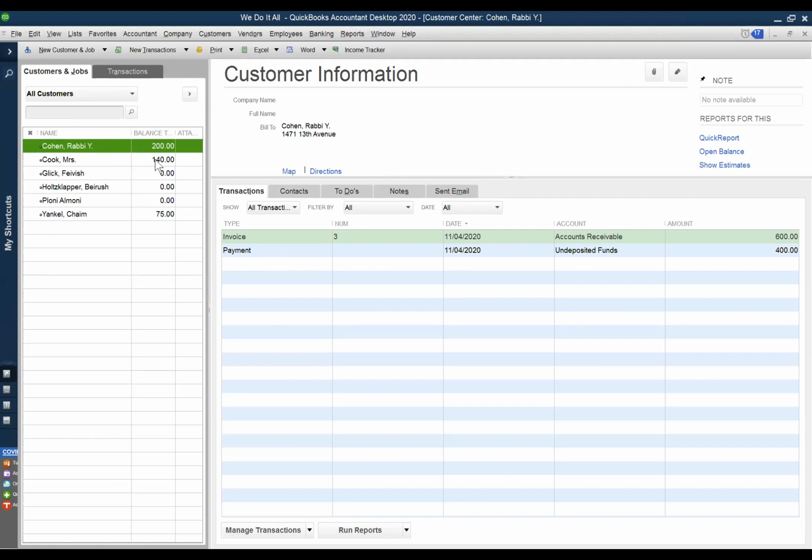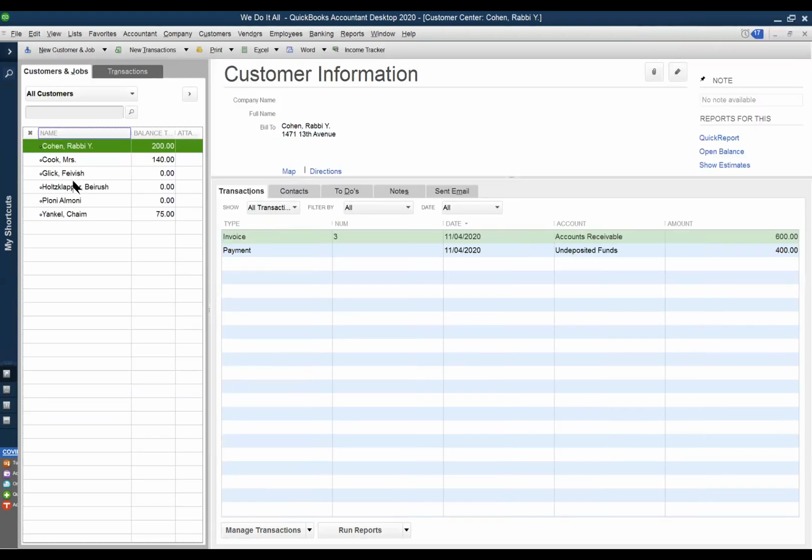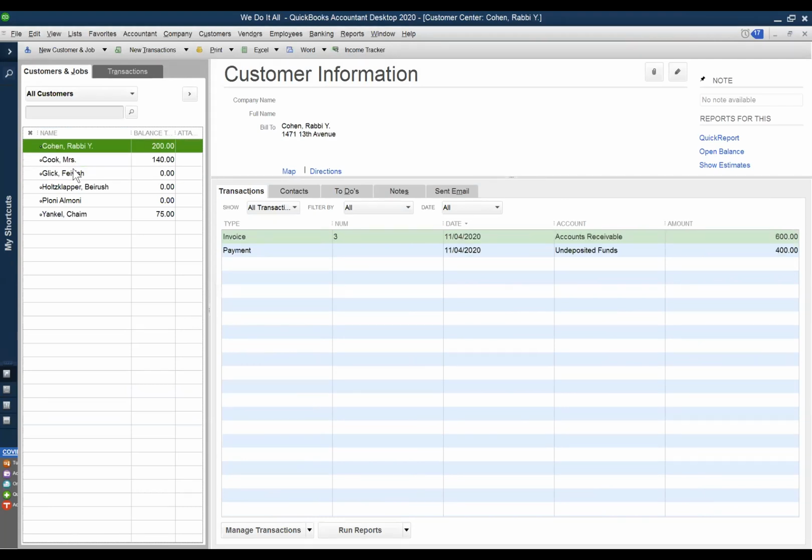One second. There's an invoice here. How do I see that? One second. Okay, I'm not in transactions. I don't know why everyone started getting lost in the transactions tab. Customers and job tab. There's 6 customers here. Customer center, right? I have Cohen 600. Yeah, and it says open balance 200.